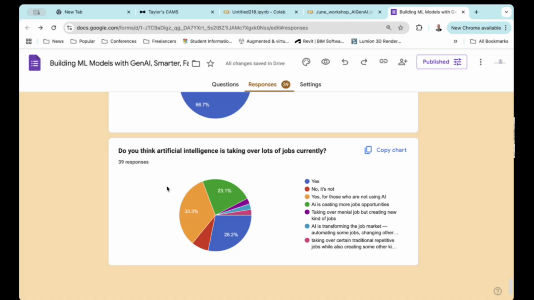Do you think artificial intelligence is taking over lots of jobs currently? Yes, those who are not using AI. Yes, fantastic, perfect. This is what I mentioned just now. So surprisingly, we have 28 of you, 11 people, saying yes, taking lots of jobs currently, which is 100%. I agree. Can you imagine in Malaysia? And this is, I'm going to show you later on, based on the statistics by, I forgot the office name. Later on, I will show you the slide.